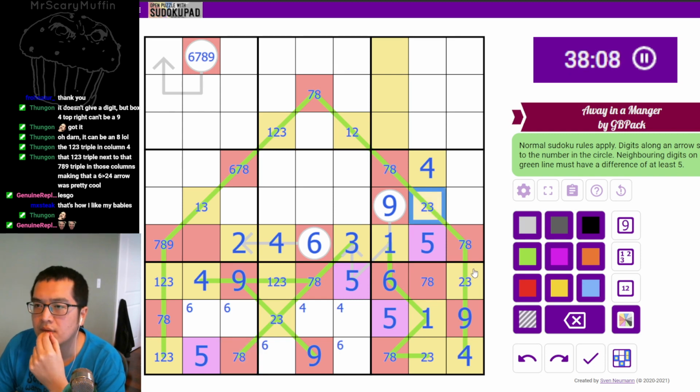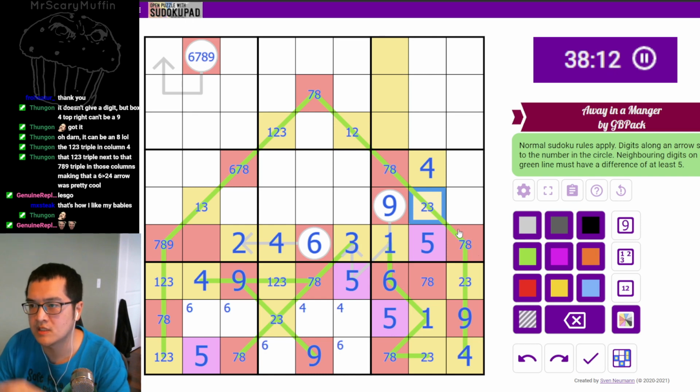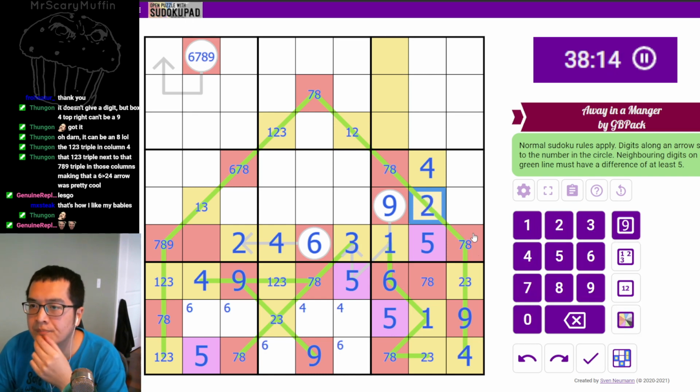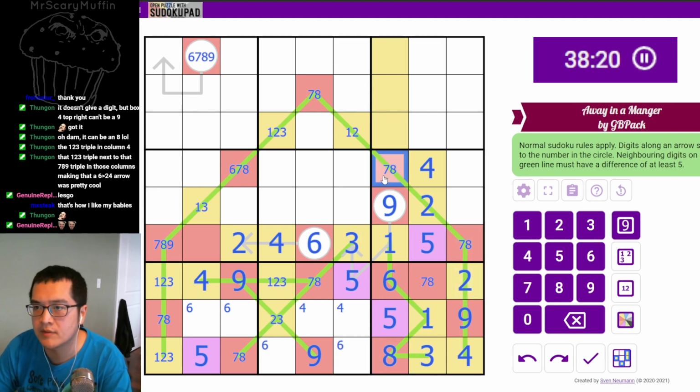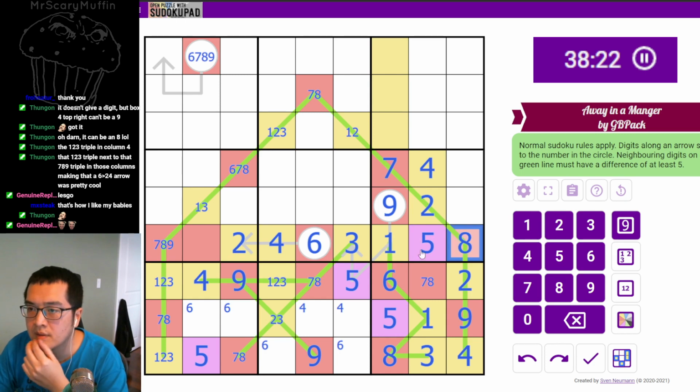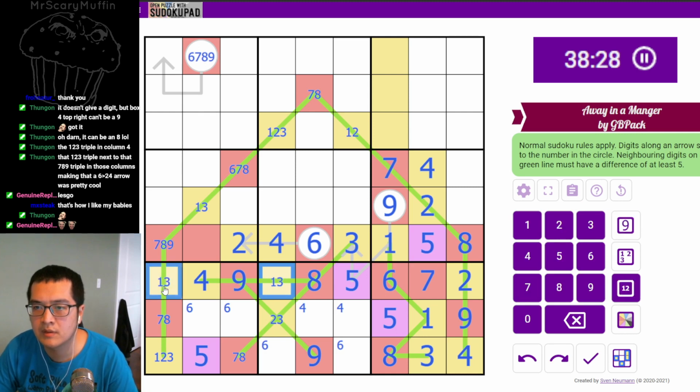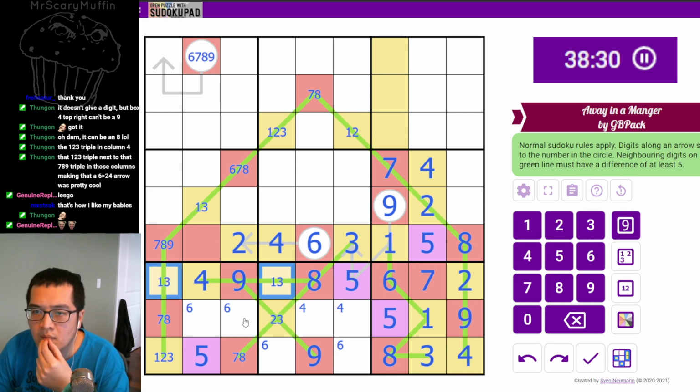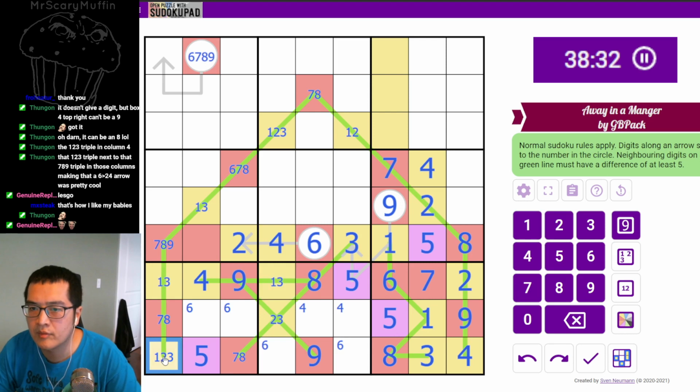Ah, this can't be a 3, because if this one's a 3, then both of these need to be 8s, and that's impossible. So this has to be a 2. Therefore, that's a 3, that's an 8. That's a 2, this could be a 7 or 8. But that one's a 7, therefore this is the 8. That's a 7, that's an 8. 2s come out of here. 3 comes out of this one.